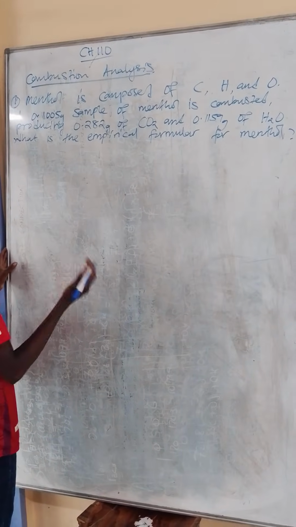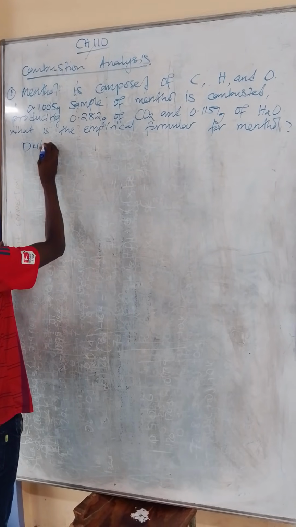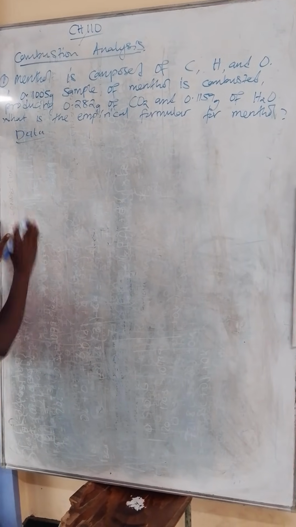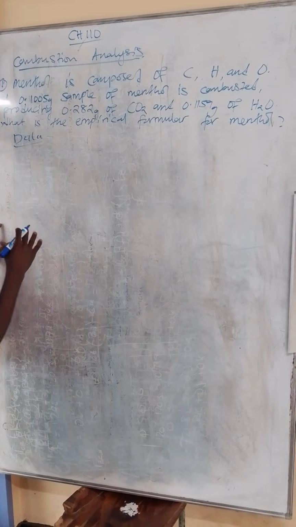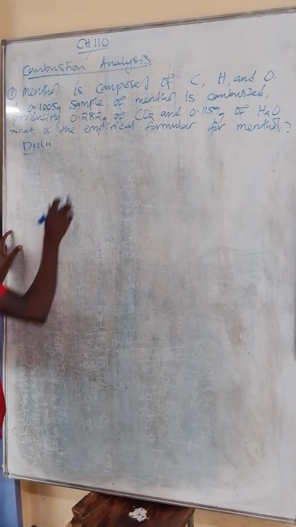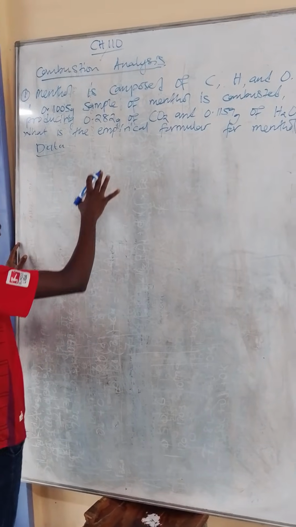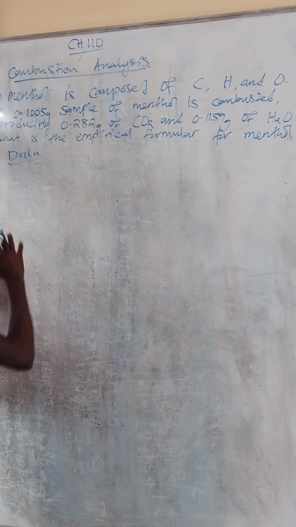So we can collect the data. In this question, first of all, you have to see the values that you have been given and the samples. So we have carbon, hydrogen and oxygen. Then you also have carbon dioxide and water. So let's collect the data.